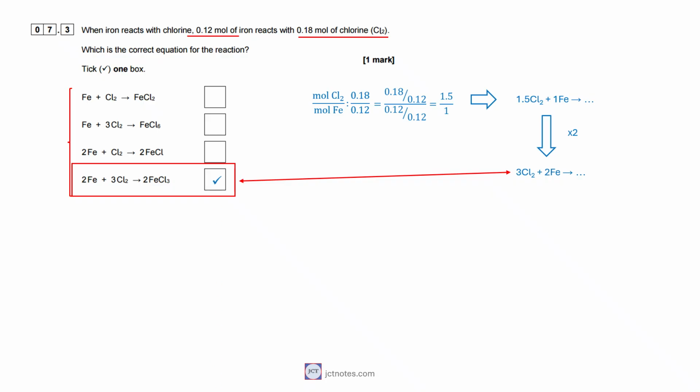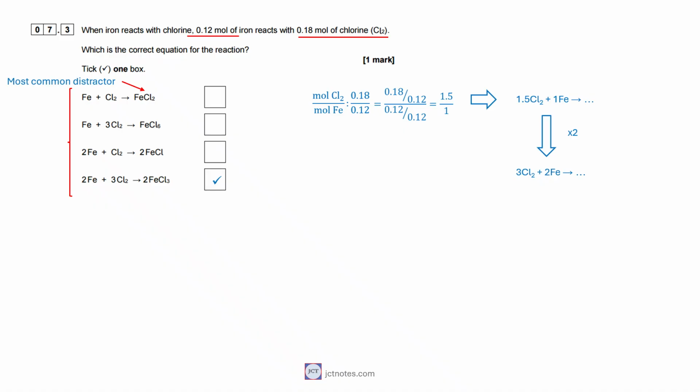A common mistake was choosing the first reaction. Students recognized a familiar reaction but ignored the mole ratio given in the question. In these questions, always use the numbers in the question first. They tell you which balanced equation is correct.